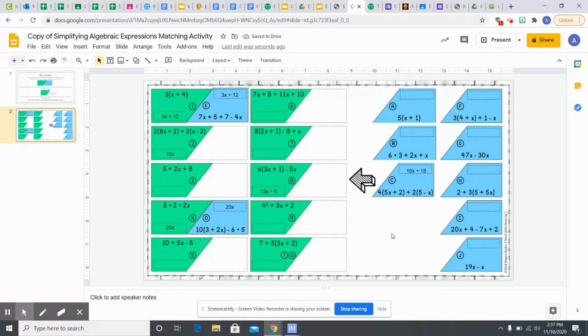There we go. So that one matched up. All right, let's work on another blue one this time. How about we do H? Let's look at H. Alright, so 2 plus 3 parentheses 5 plus 5x.